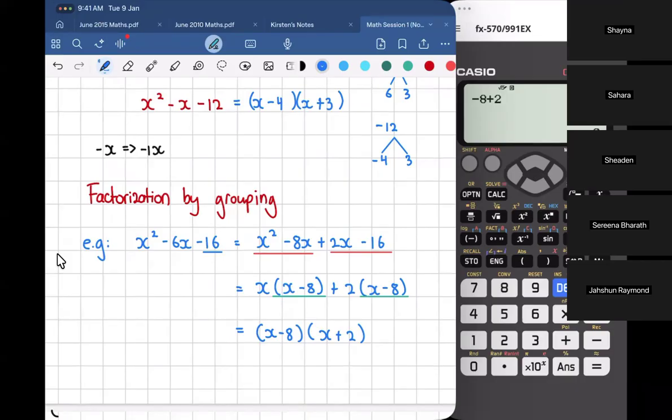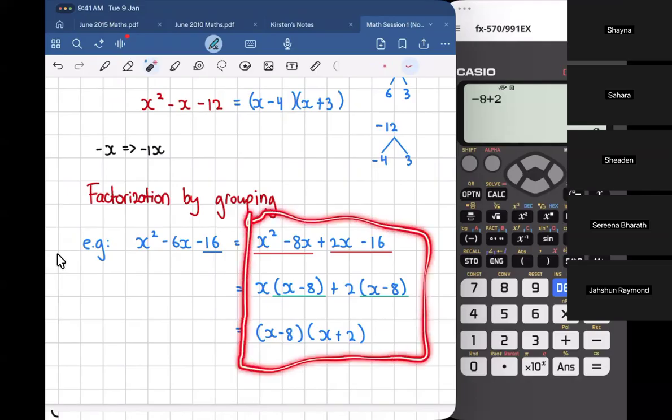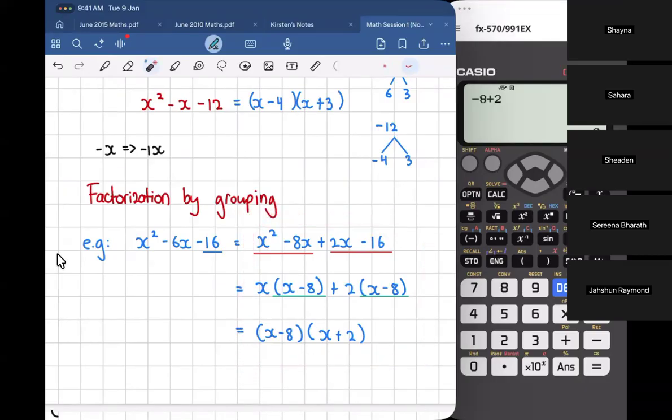Is there anybody that did not understand how I did the factorization by grouping? This part over here, this is really the factorization by grouping part. And guys, when you're doing factorization by grouping, you are cutting the expression in half, and we are considering both sides.